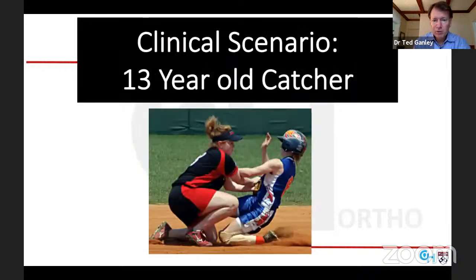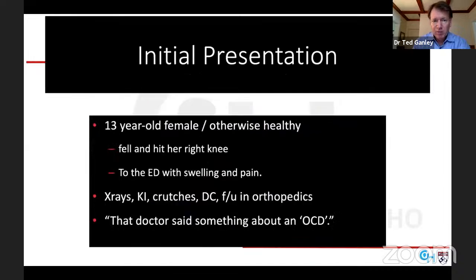Clinical scenario, here's a 13-year-old catcher. So we'll move to a slightly different topic here. Their initial presentation: a 13-year-old female, otherwise healthy, fell and hit her right knee, went to the ED with swelling and pain, but it didn't seem to be terribly painful. X-ray, knee immobilizer, crutches, discontinued to follow up. The doctor said something about an OCD lesion.